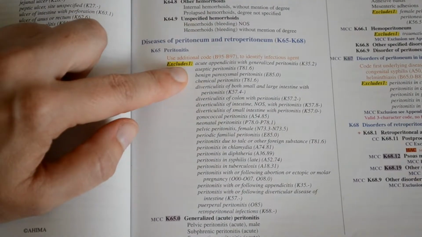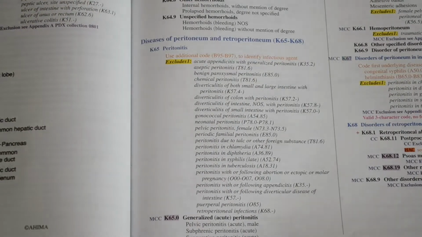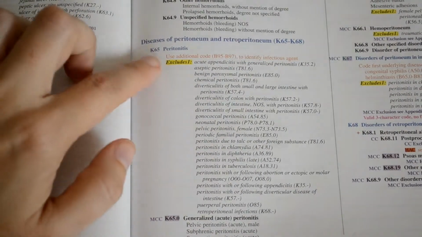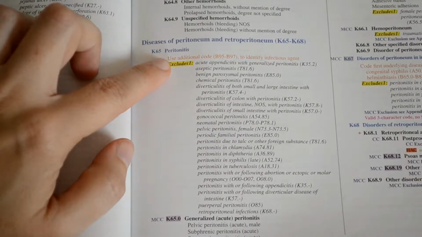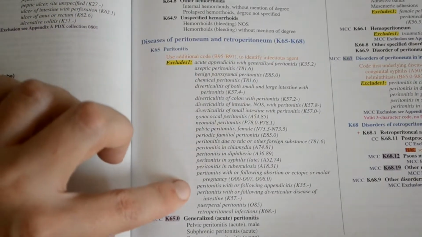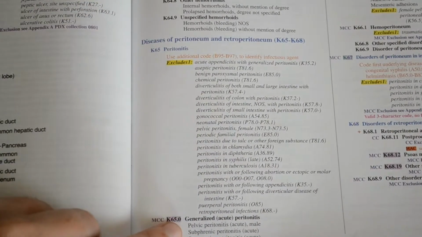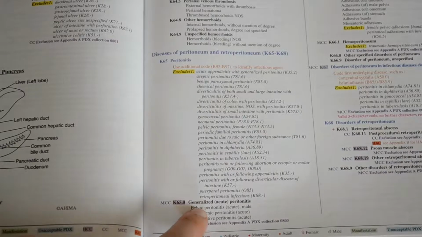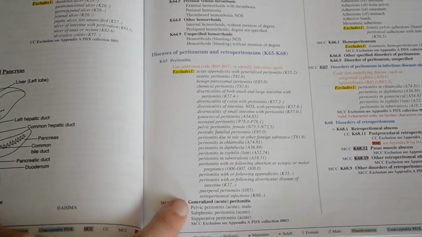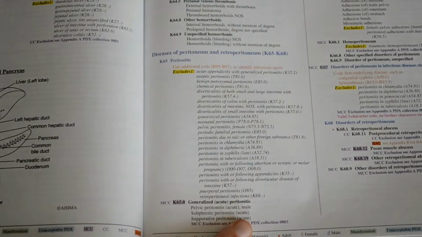And then it also says excludes 1. If anything on this list is also in our medical report, we cannot use any codes from the K65 section. But we don't have any problems with that. So we can go down to K65.0 where it says generalized acute peritonitis. On this list, there's suppurative peritonitis acute, which is what our diagnosis said.